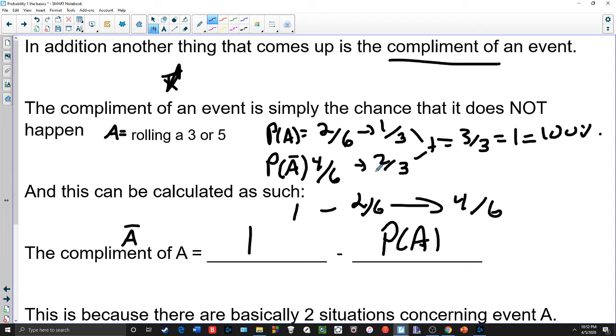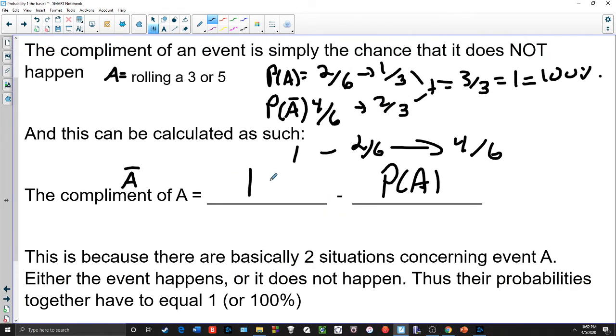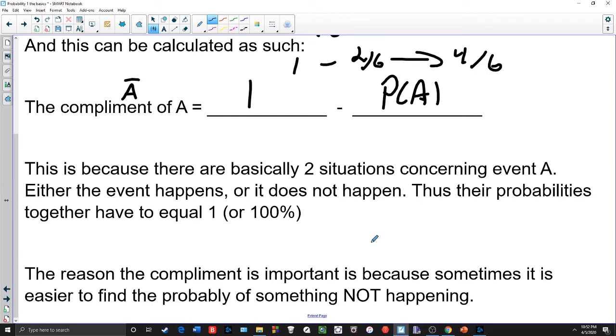So once again, the reason this probability holds is because if you have a situation, at its core, there's basically two outcomes. It's either going to happen or it's not. So you can use the complement to help you in that regard. Now, why would we bother figuring out the complement? Well, the reason we focus on finding the complement is that sometimes, especially when we get to the bigger stuff down the road, it's easier to find the chance that something does not happen rather than the chance that something does happen.